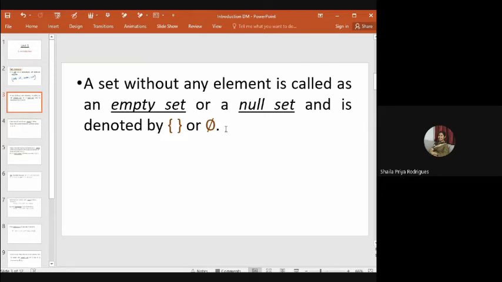Please write, I'll give you a minute. A set without any element is called an empty set or a null set. One definition, two different meanings, okay? And two different notations.